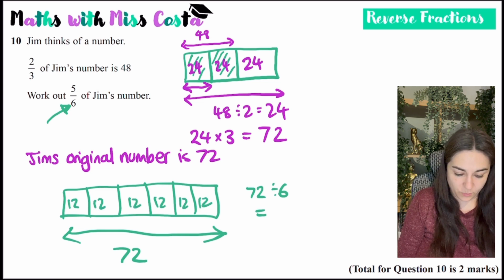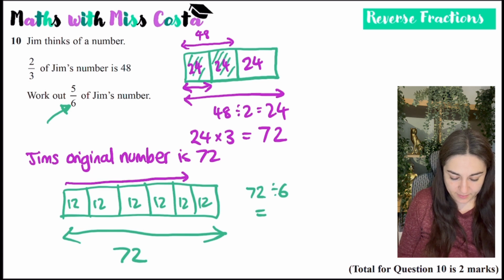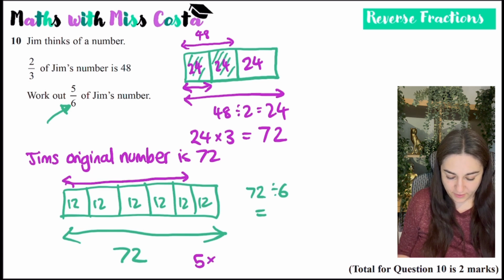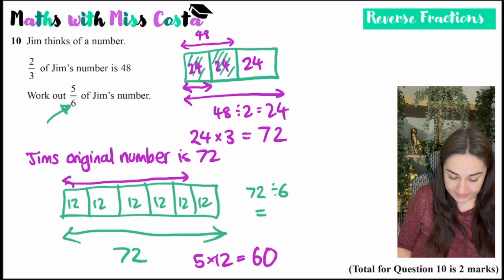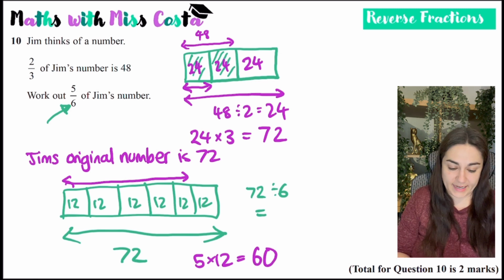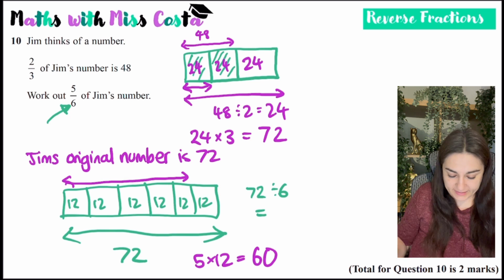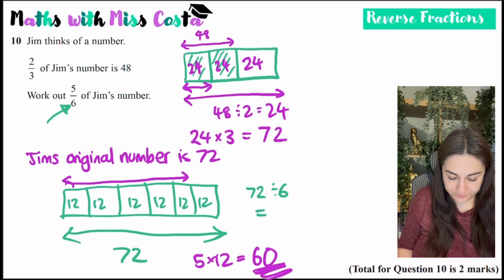And then to figure out what 5/6 of it is, I'm just going to do 5 times 12. And 5 times 12 gives me 60. So therefore 5/6 of Jim's number is going to be 60.